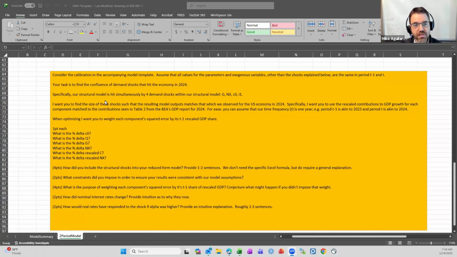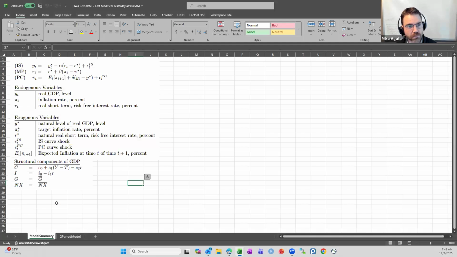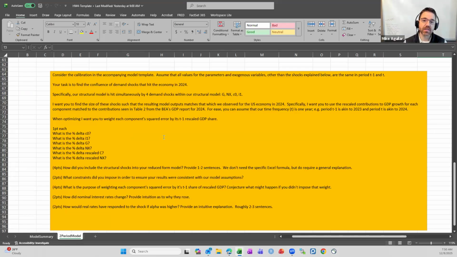Specifically, our structural model is hit simultaneously with four demand shocks, and we're going to hit them on the structural parts of the model: G, NX, C0, I1. Now, at this stage of training, you should have a good sense of what those mean. If you don't remember, scooch over here. You have the reduced form setting up at the top with the IS, MP, Phillips curve, and then some structural components of government spending. That doesn't mean that's the entirety of our structural model, right? Inflation could be broken out into its subcomponents, interest rates by tenor, etc. But this is just bits and pieces for our purpose. So we want to hit those four things simultaneously.